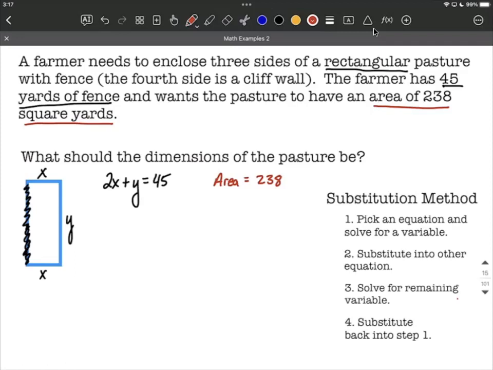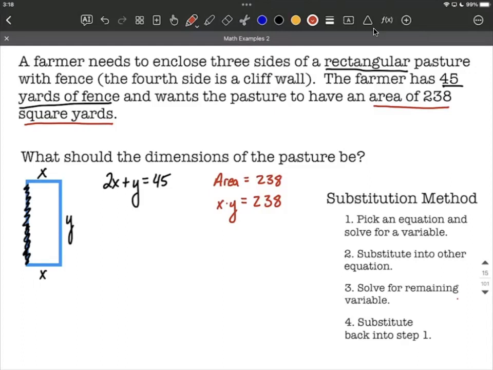Well, we have a rectangular pasture that we're fencing in, so we know we can calculate the area of a rectangle as base times height, or length times width, however you want to visualize it. But in our case, the bottom would be X and the side would be Y. So multiply those 2 sides together, and it has to equal 238.